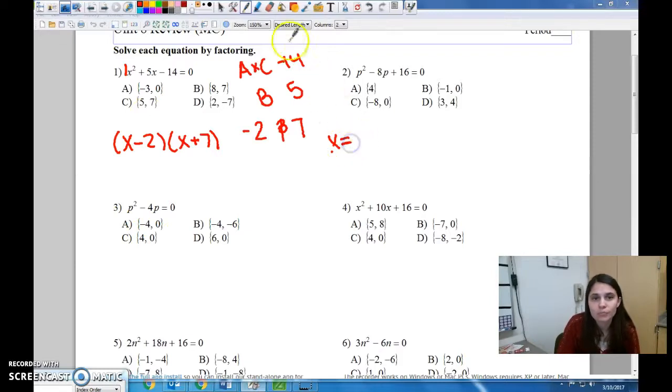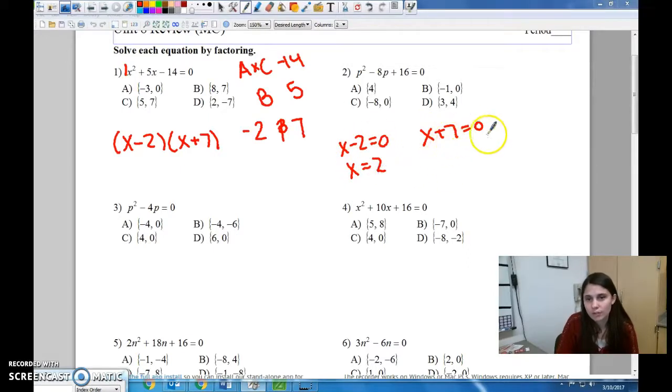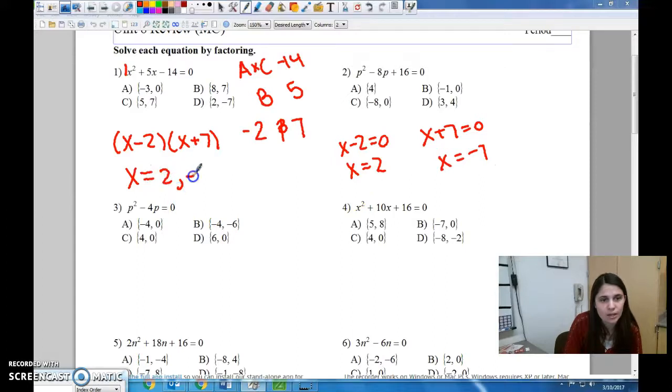So x minus 2 equal to 0 and x plus 7 equal to 0. If I add 2 to both sides, x equals 2. Subtract 7 from both sides, x equals negative 7. So my solution is x equals 2 and negative 7, which is D. And oftentimes, both of these will be options, so you need to make sure that you put it in factored form first and then get your solution so you don't miss it just because of a positive negative sign issue.